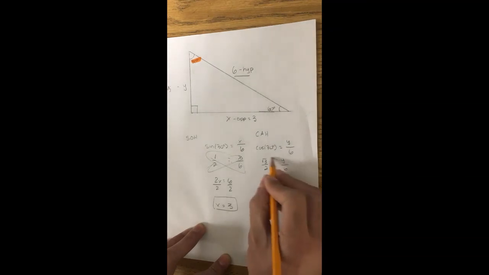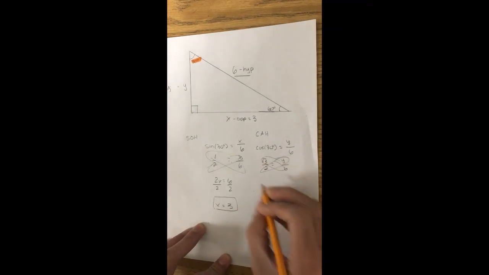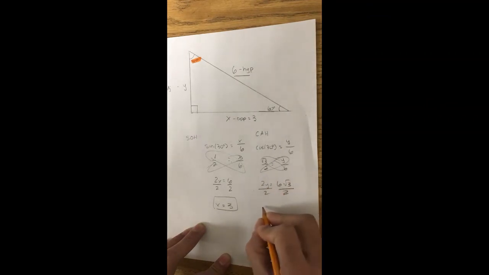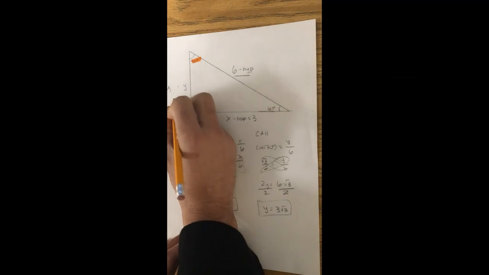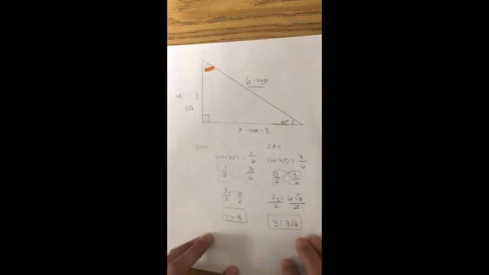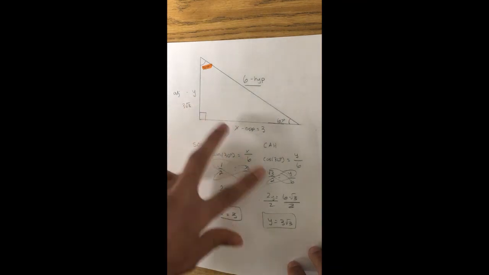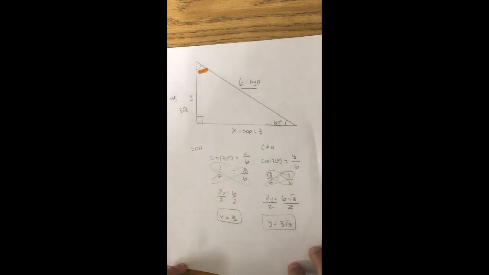Then you cross multiply. Okay, and you get that 2y equals 6 times square root of 3. Divide by 2, and you get that y is equal to 6 divided by 2 is 3, 3 square root of 3. So this is 3 square root of 3. That's how I found the missing sides. SOHCAHTOA. I didn't need to use TOA because I didn't have opposite or adjacent sides to begin with.